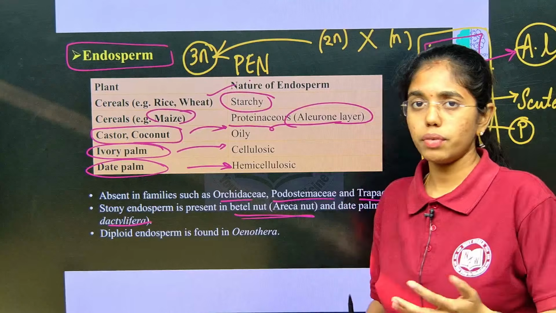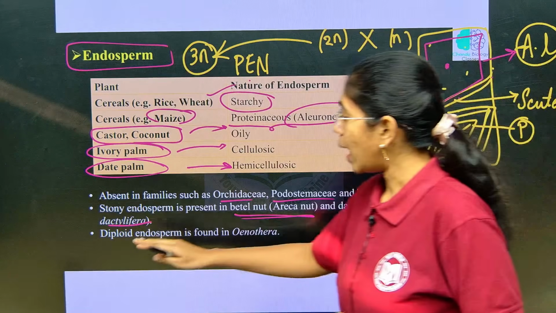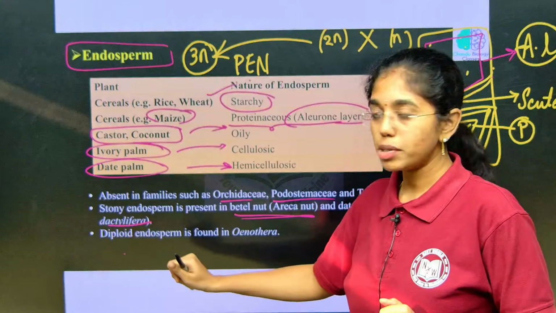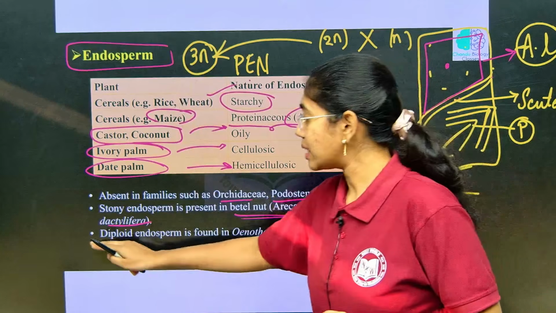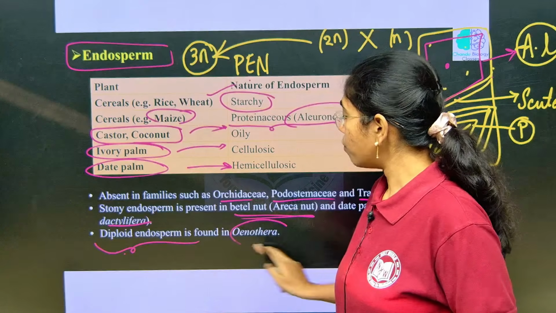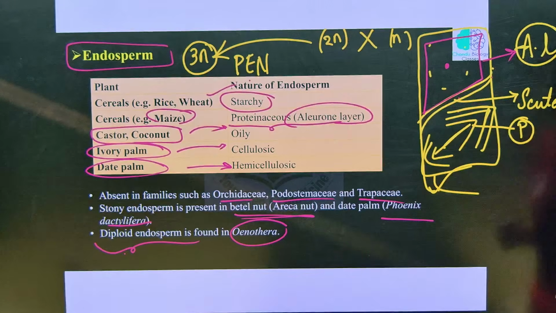Followed by diploid endosperm, which is quite a frequently asked question. Even if you want to see in your CUET PYQs, you can check it out, that ploidy of endosperm is also a question. Usually it is triploid, but there is one exception, that is Oenothera, which has diploid endosperm. These are different examples of endosperm.